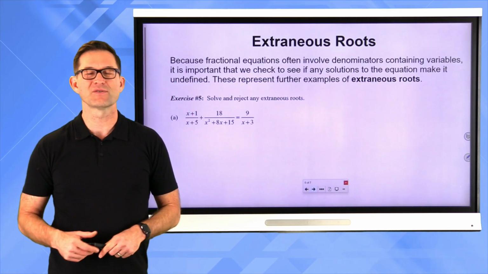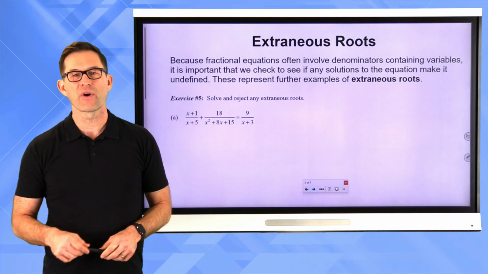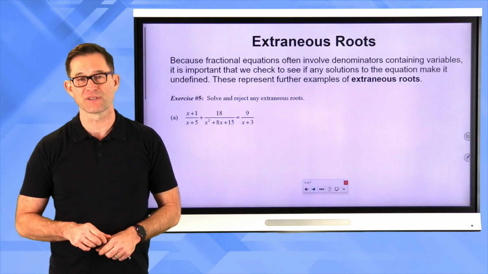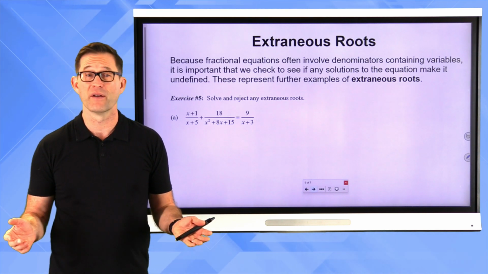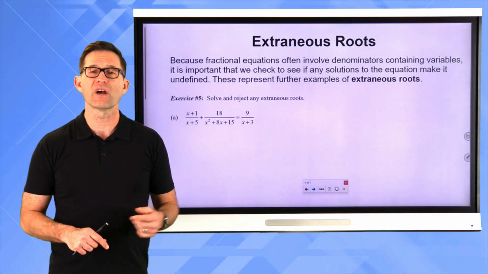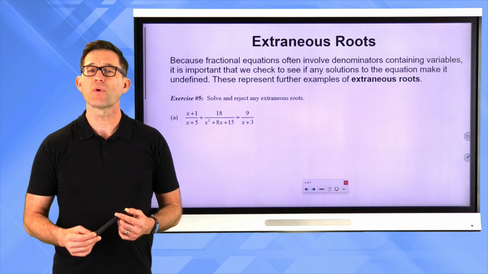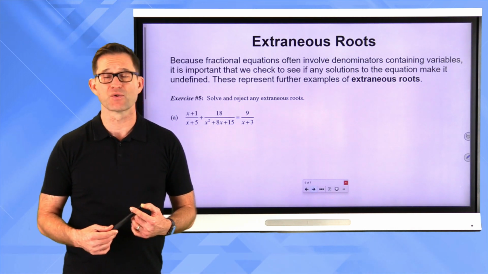Extraneous roots. Just when you thought we'd left them behind after square root equations. Because fractional equations often involve denominators containing variables, in fact, pretty much every one of them that we looked at today did, except for that one multiple choice, it's important that we check to see if any solutions to the equation make it undefined. These represent further examples of extraneous roots.